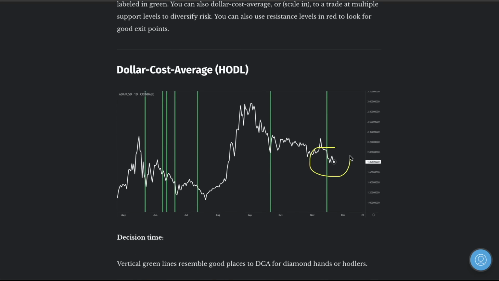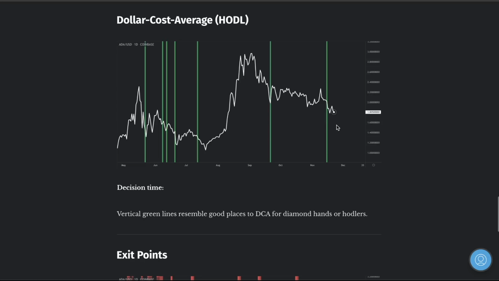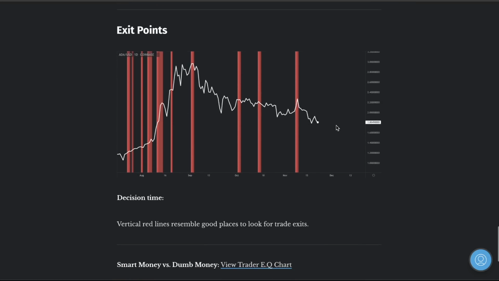This came off, guys, a few days ago, telling you that if you have $10,000, you want to enter the market with, say, $1,000 on each green line. It's a great place to look to enter the market so you guys can hold for the long term. Great discounts on ADA, guys. I'm still very bullish on this coin.